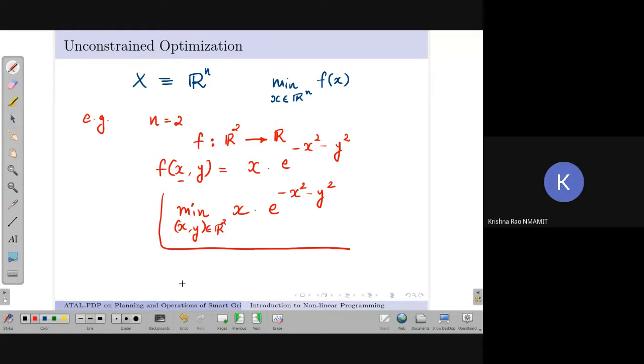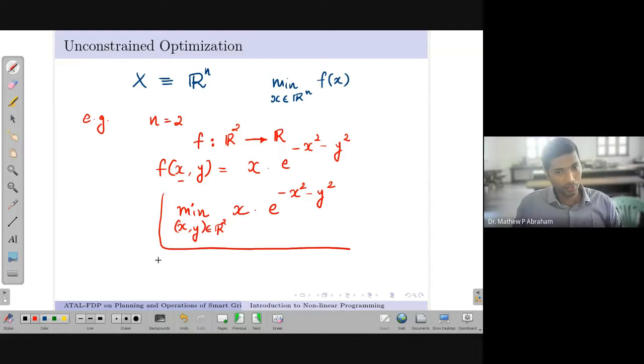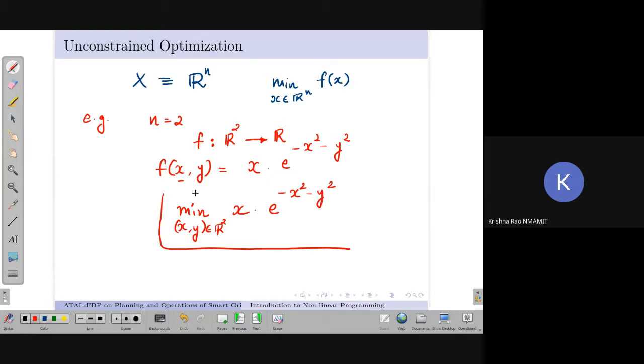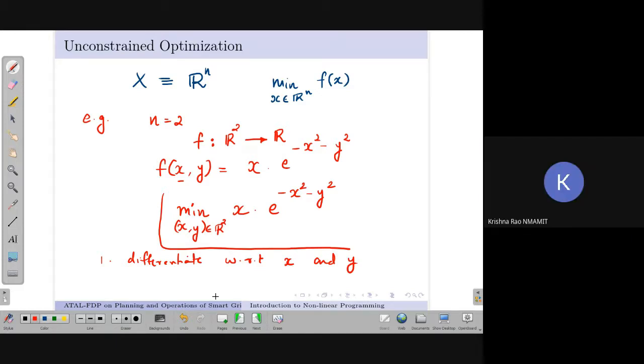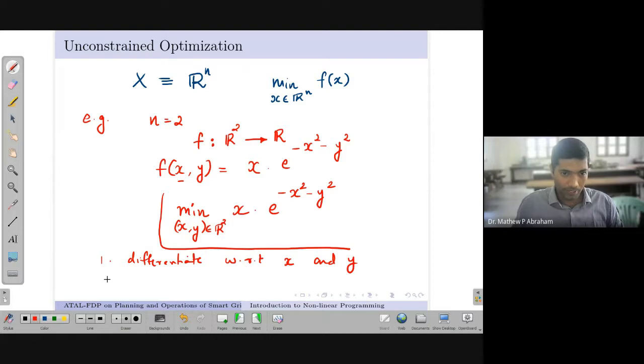Partial differentiation, you are correct. So how to find the solution using partial differentiation? You have this function. So what should I do? Differentiate with respect to x and then with respect to y. Very good. So I'll write: differentiate with respect to x and y. Then equate both the derivatives to 0. Very good.